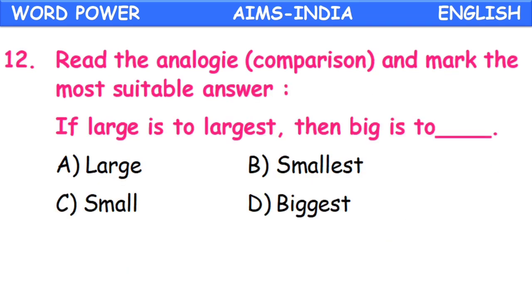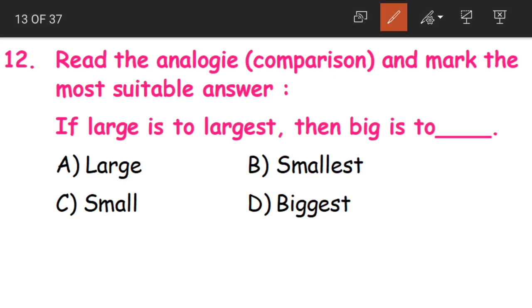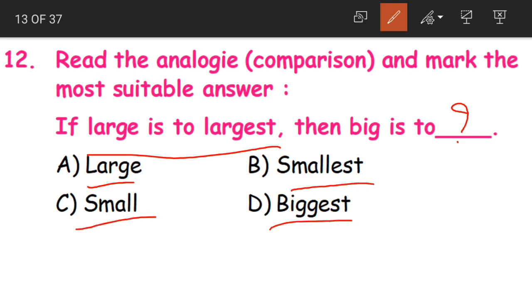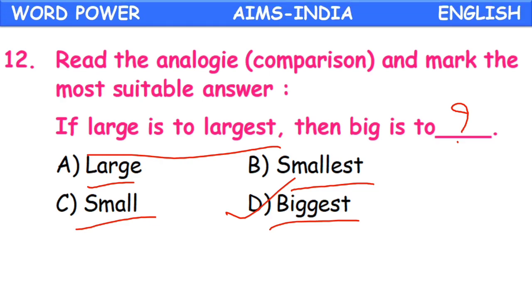Now, 12th one is read the analogy and mark the most suitable answer. See, if large is to largest, then big is to what? If large is to largest, this is the superlative degree. Largest. Then big is to what? Either it is large, smallest, small, or biggest. The answer is biggest. Clear, children?